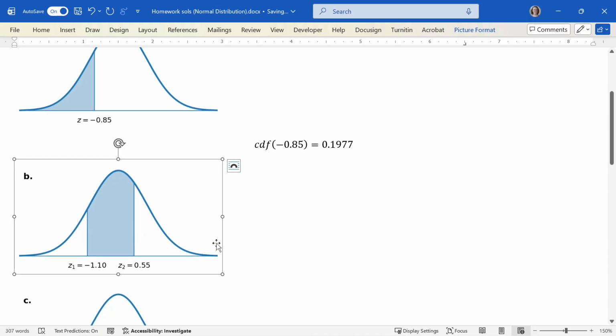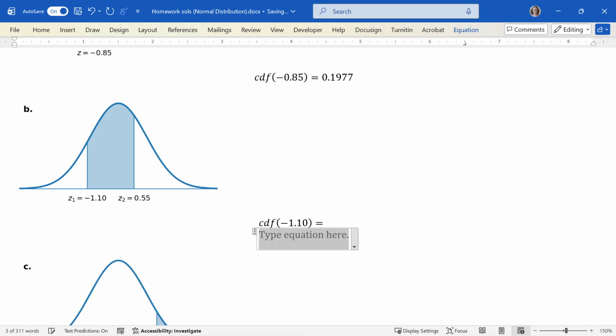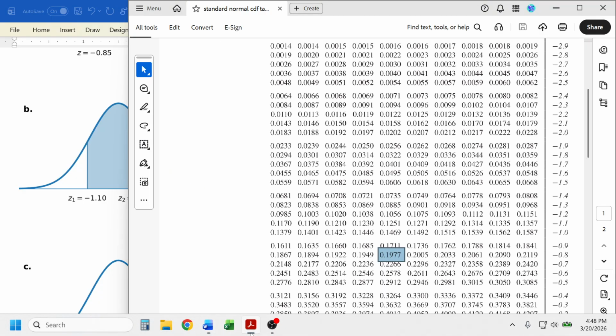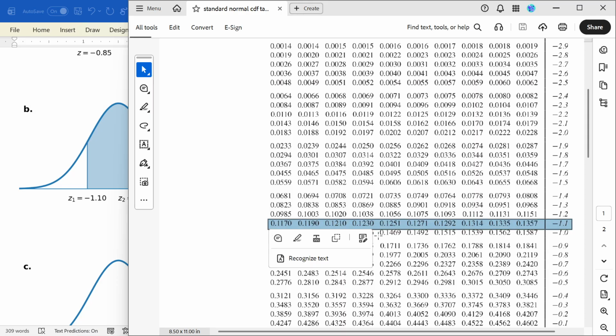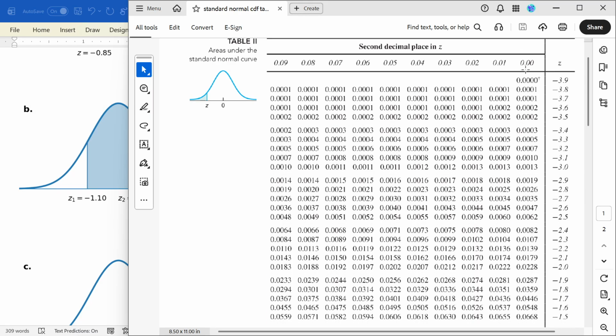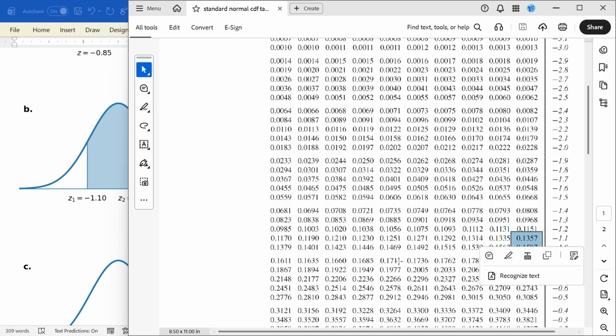Okay, now let's do the one that is between two z values. So we have z1 and z2. Now we need to look up both CDF values, both areas to the left of these z-scores. We're going to look up the value for negative 1.1, and then the value for 0.55. So let's do the negative 1.1. Negative 1.10 is this row, and then the second decimal place was 0. So that is going to be this one on the end here, 0.1357.